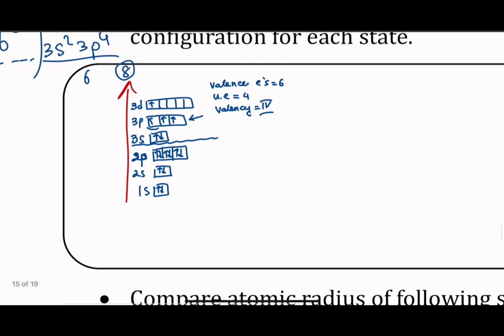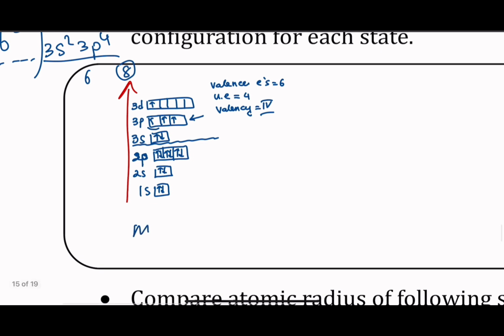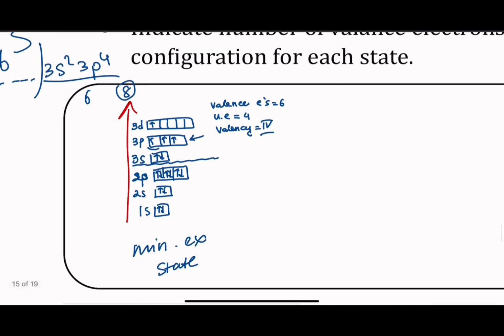Now I'm gonna write the same thing. So this is minimum excited state. Now I'm gonna do maximum excited state. So pause the video, write it down. I will do the same thing on this again.